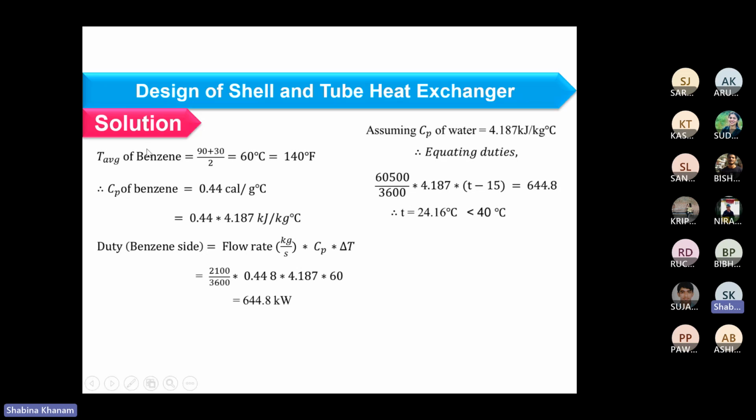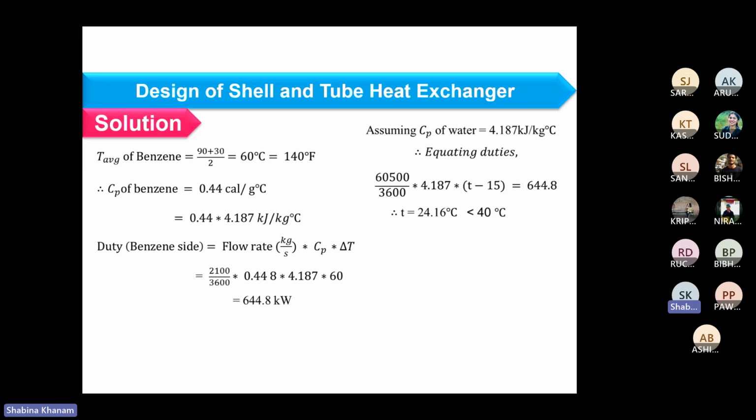When you read this specific property table, you need to be very accurate in reading the values. So here the value we have is 0.44, that we have converted into kilojoule per kg degree Celsius by multiplying by 4.187, that you know already, the conversion of calorie to joule.